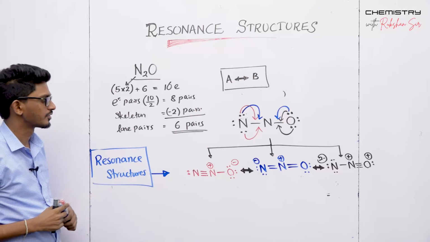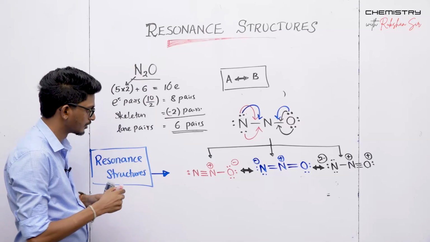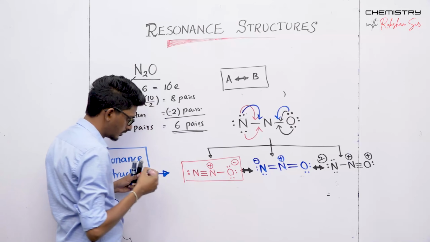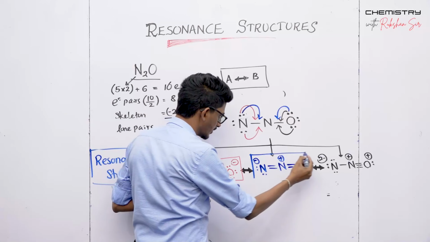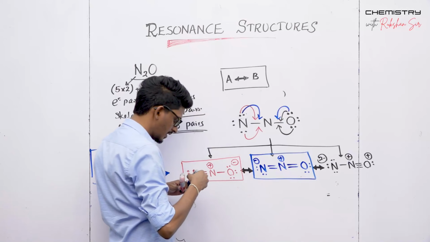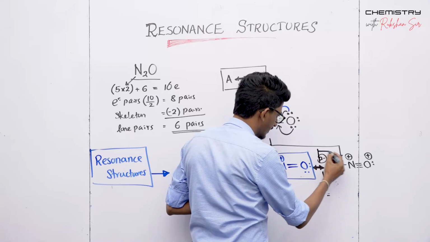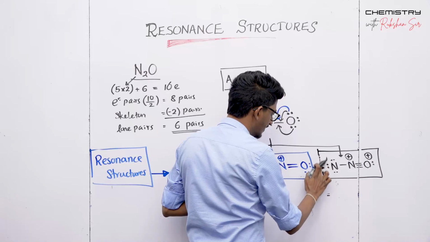Okay, these are the resonance structures. So you got a clear idea what this resonance means, right? These are the resonance structures one can draw for the N2O molecule. Okay, so you got the idea now. That is about the resonance structures. Right, our first consideration is done.